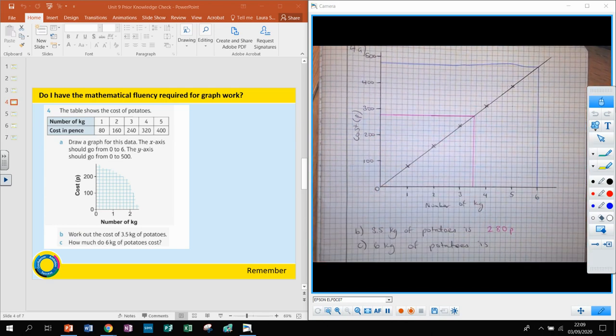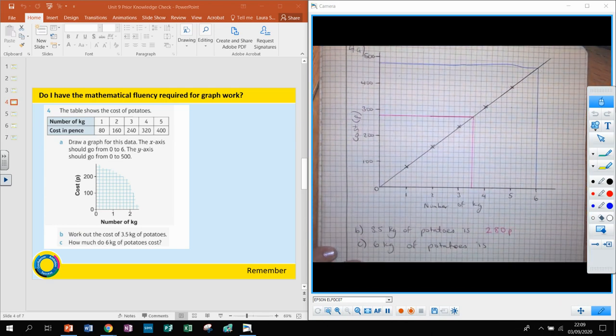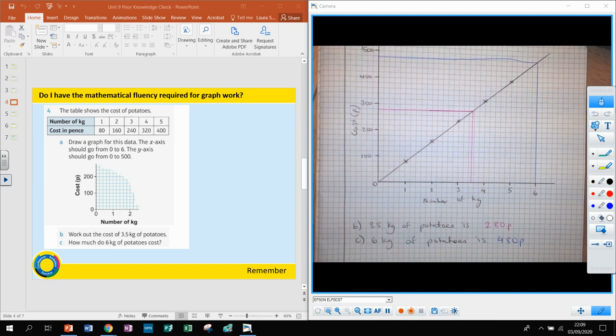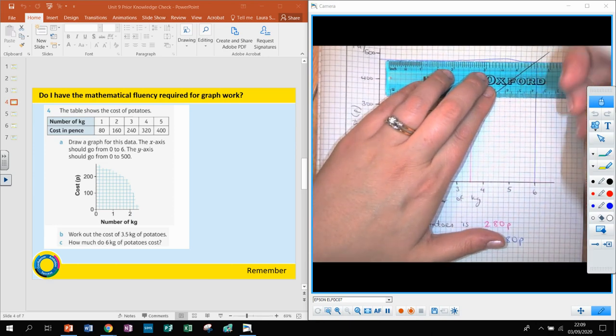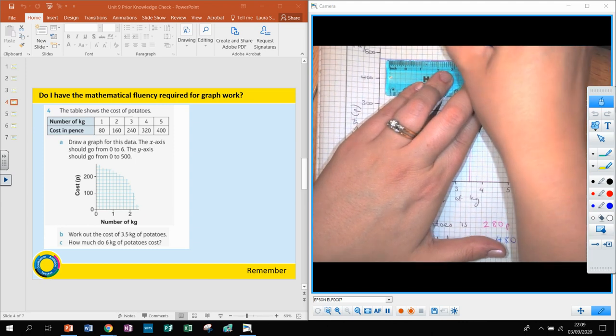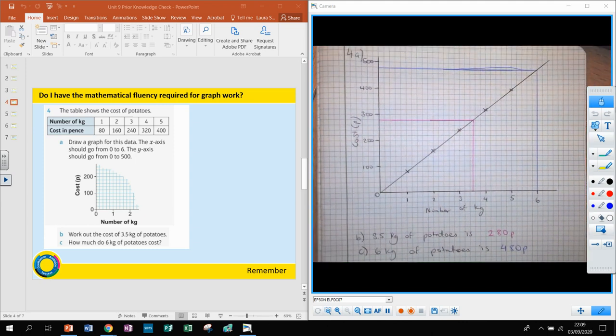Yeah, and as expected, that is another 80. Okay, so 6 kilograms is 480 pence. All right, now we could have done that just by adding on 80, and that would have been acceptable. But it is nice if you have a graph to actually use the graph. Try not to do that because that just looks a little bit unfortunate. Okay, right, well done.